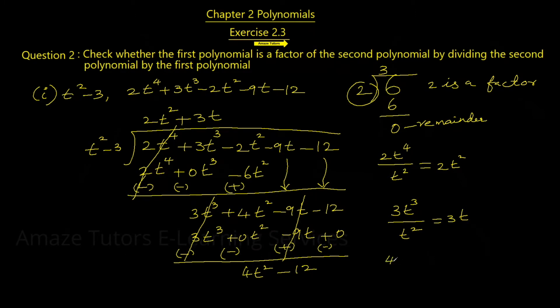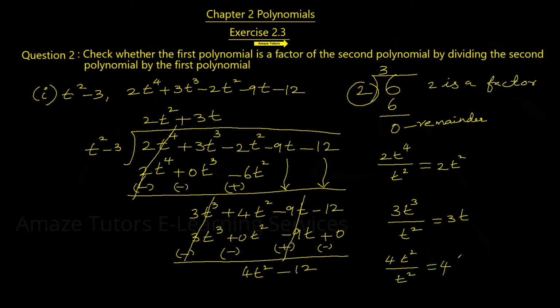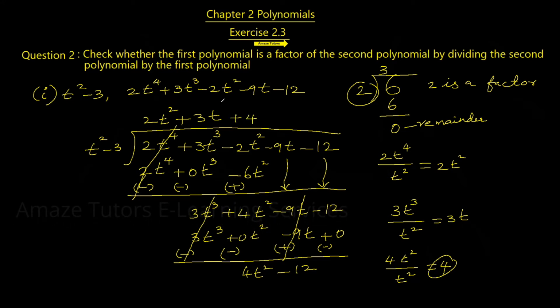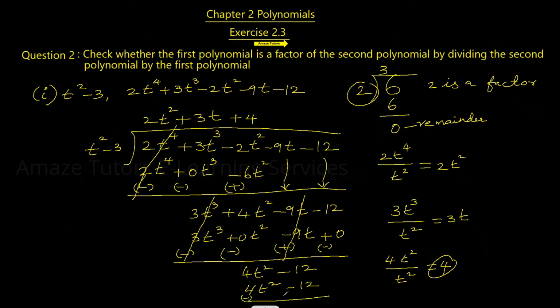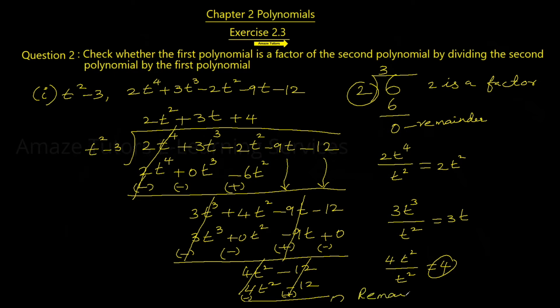Now repeat the step. 4t squared divided by t squared is equal to 4. Now this comes in the next place of the quotient, 4. Multiply these two again, write it under the new dividend. 4 times t squared is 4t squared, minus 3 4s are 12, minus 12. So change the sign, minus becomes plus, and in this case both get cancelled and 0 is the remainder. As you can see, 0 is the remainder.